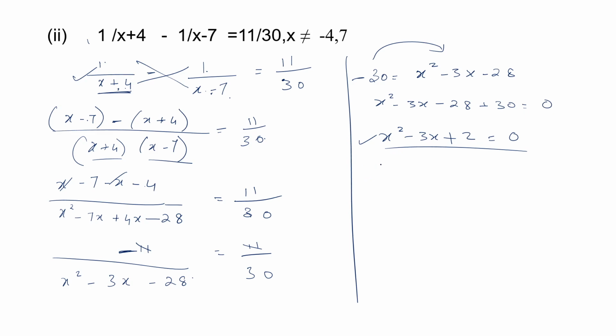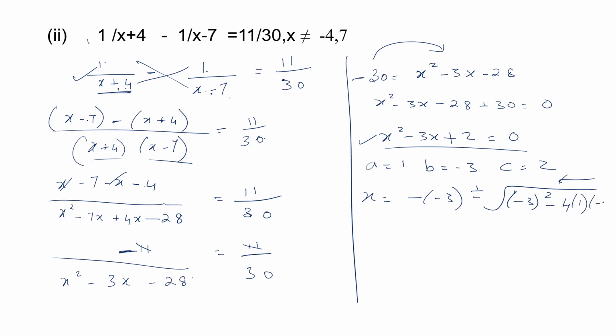Now again, whatever method, a is equal to 1, b is minus 3, c is 2. Which method? Quadratic formula: minus b plus or minus square root of b square minus 4ac. Please write the formula here, I forgot to write. Minus b plus or minus that formula, all over 2a. Done.